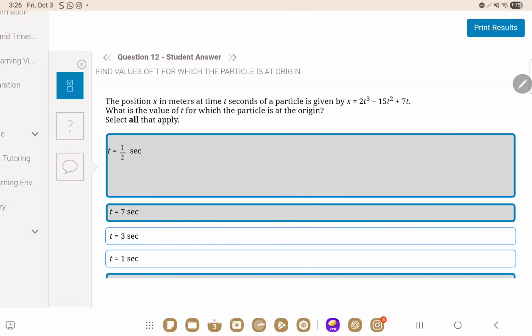Okay, so the position of x in meters at time t seconds of a particle is given by this equation. Find the values of t for which the particle is at the origin. What did I tell you? Origin means x equals 0.